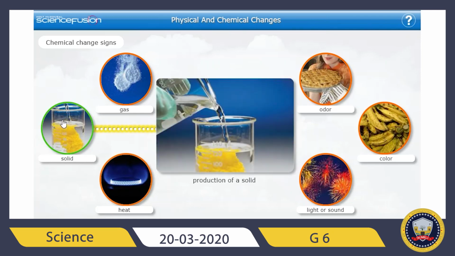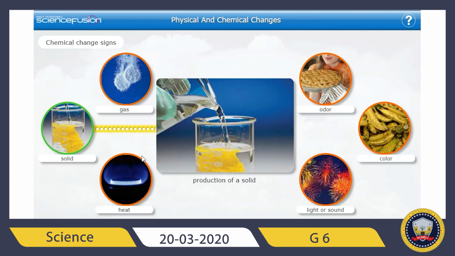Or precipitation. Sometimes new solids can form during a chemical change. For example, when we mix these two substances, both of them look transparent, but when they mix together, we see that a yellow solid is formed. So it is a result of a chemical reaction, and we can understand there is a chemical change.